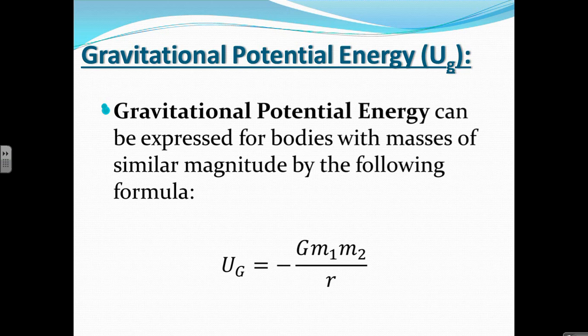Gravitational potential energy for bodies with masses of similar magnitude, so planet to planet, a sun to a planet. We're not talking about objects on the surface of a planet, but one astronomically large body to another, or one very small body to another. That can be expressed with the following formula. The gravitational potential energy is equal to the gravitational constant multiplied by both masses divided by the distance between centers, and that is the gravitational potential energy. We'll talk more about where this formula came from in class.